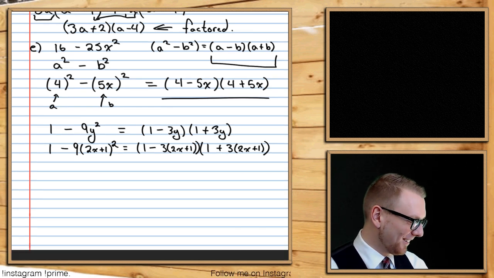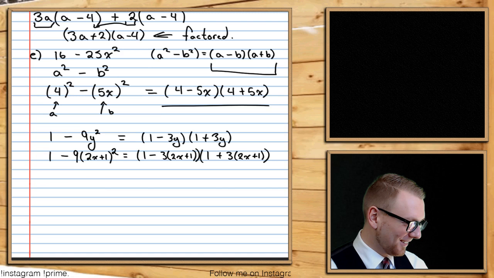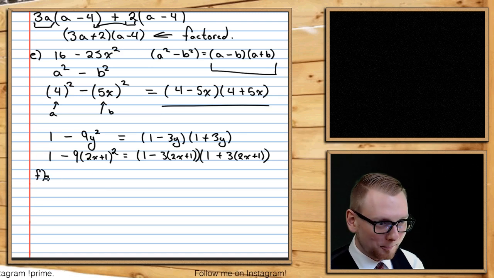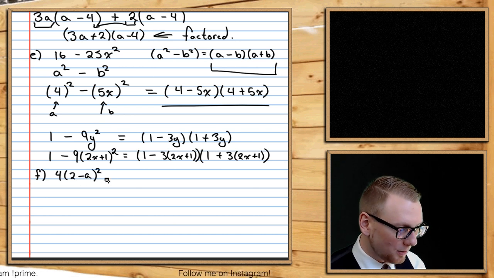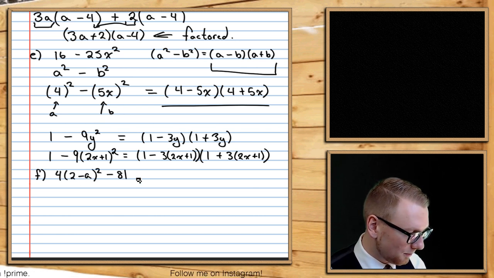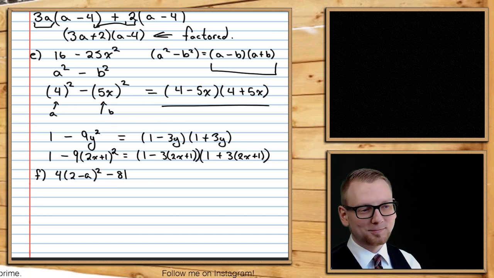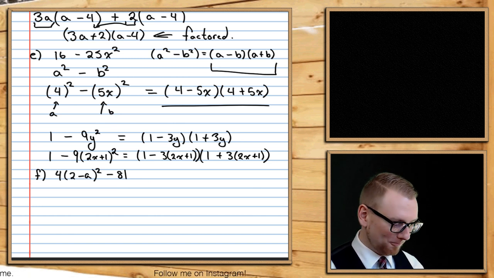I don't even need to write a new page for it. I think you can do it right here. 4, 2 minus a squared minus 81. Let's see you do it.